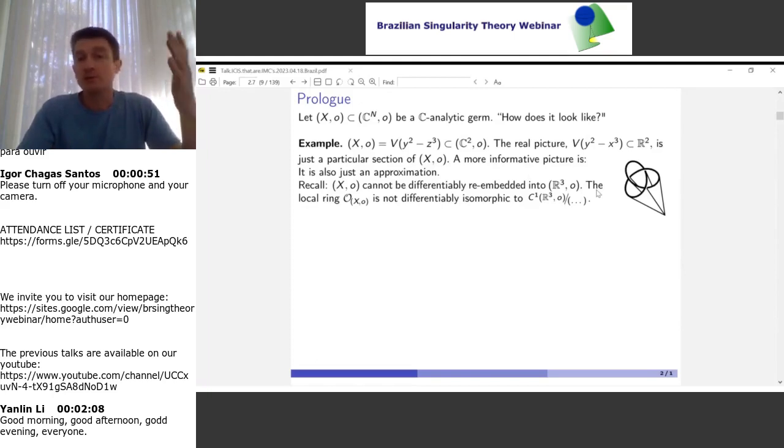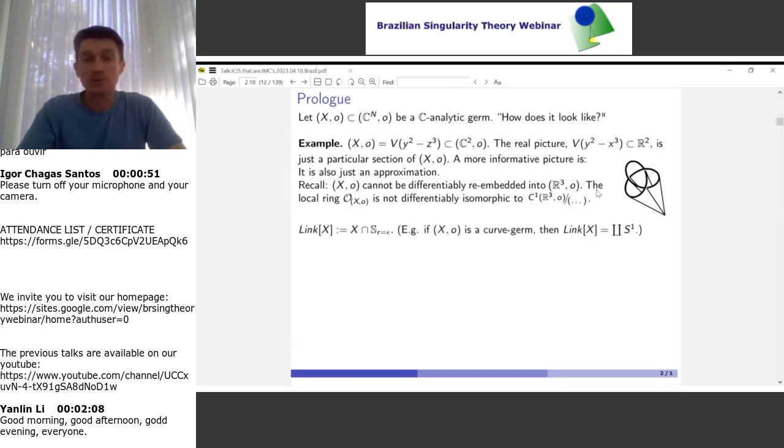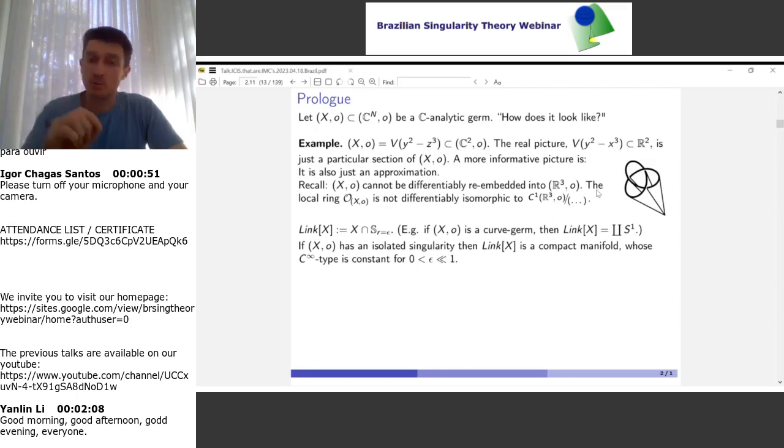Then we go to the level of continuity, the topological level. Let me recall the classics. Take the link: we intersect X by a sphere of small radius. For example, if we speak about a curve germ, then the link will be a disjoint union of circles. These circles will be embedded somehow in a knotted way inside the sphere, but we don't care currently about the embedding, because we want to speak only about the abstract germ. If the germ has an isolated singularity, then the link is a compact manifold and its homeomorphism type is constant when the radius is small enough.